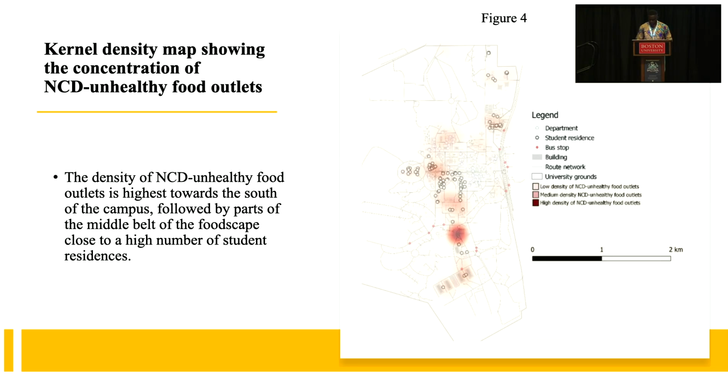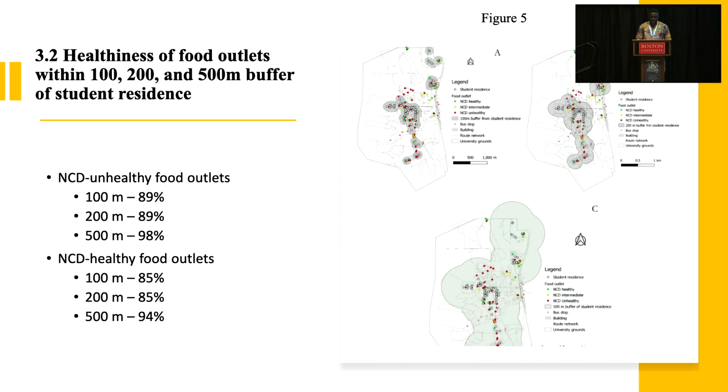Now we are going to look at the healthiness of the food outlets within a 100-meter buffer, 200-meter buffer, and 500-meter buffer around the student residences. Figure 5A shows the healthy, unhealthy, and intermediate, but we will pay more attention to the healthy and unhealthy. Figure A is the 100-meter buffer, figure B is the 200-meter buffer, and figure C is the 500-meter buffer.